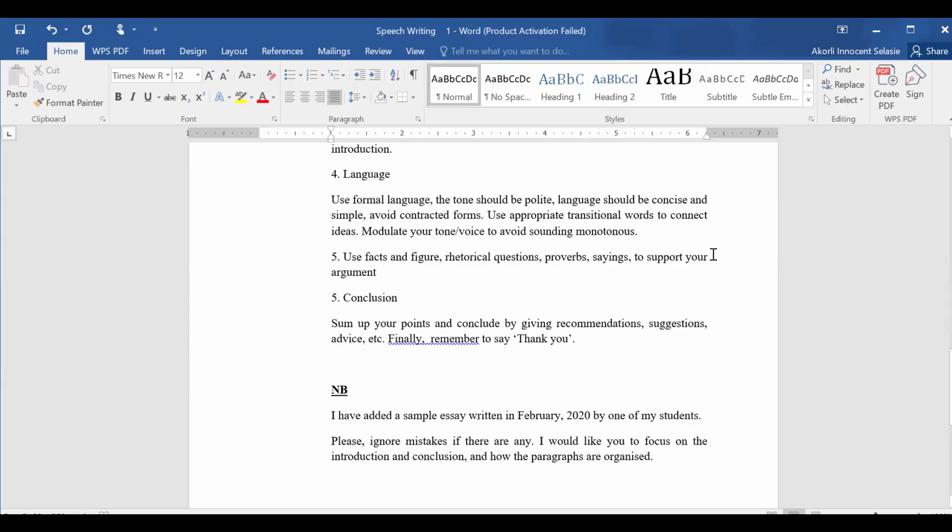Language. Use formal language. The tone should be polite. Language should be concise and simple. Avoid contracted forms. Use appropriate transitional words to connect ideas. Modulate your tone and voice to avoid sounding monotonous.